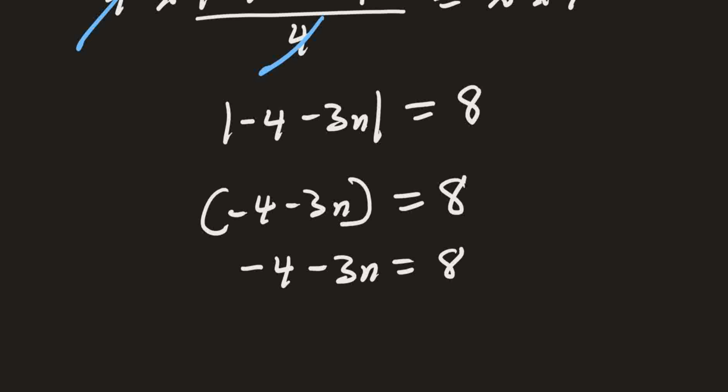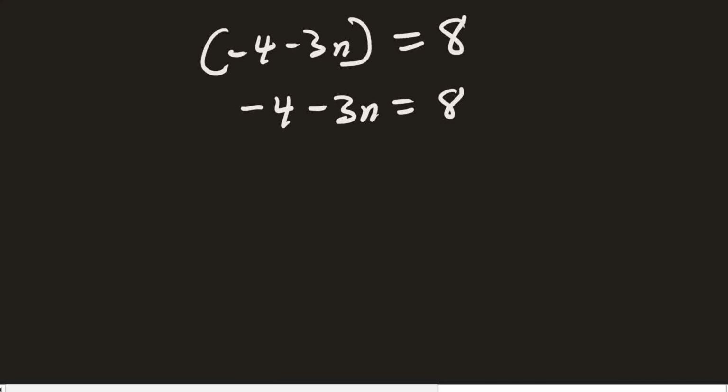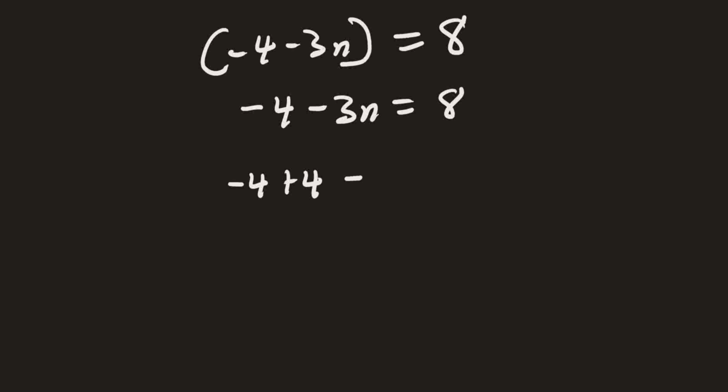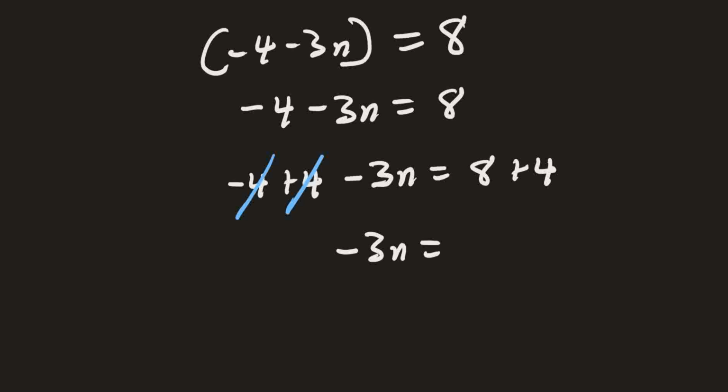So now we can add 4 to both sides in order to isolate negative 3n. So this will become negative 4 plus 4 minus 3n is equal to 8 plus 4. So negative 4 plus 4 is 0. This is out. Now we have negative 3n is equal to 8 plus 4, and that is 12.